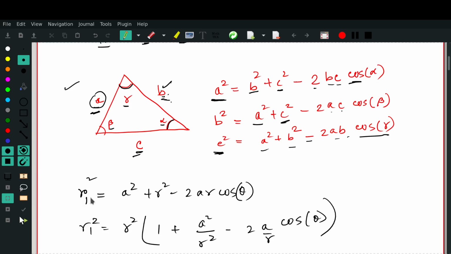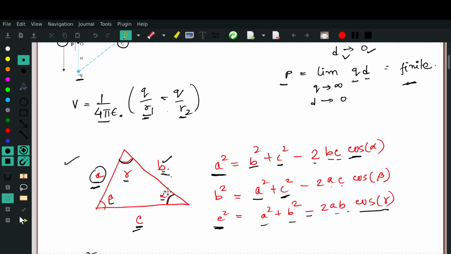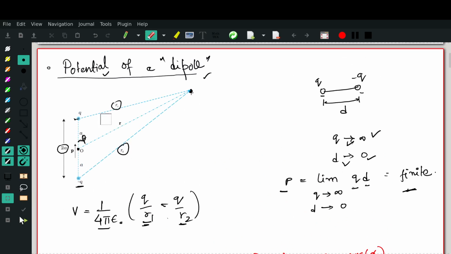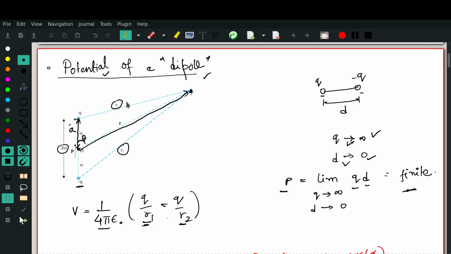Okay, so similarly, for the r1, how do you calculate the r1? For the r1, you see this is the r1 sitting here. So the two opposite arms are given by, so this is one adjacent arm, right? This is given by length a, only this part. Okay, and this arm is given by r, right? So how do we write this?